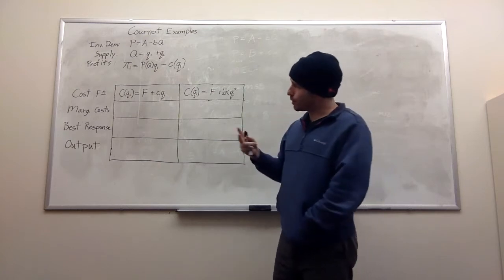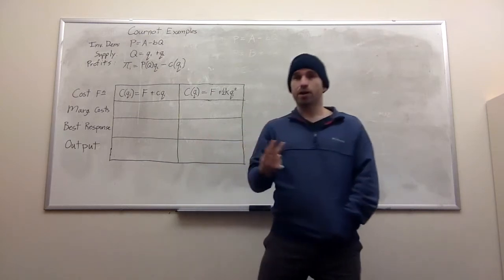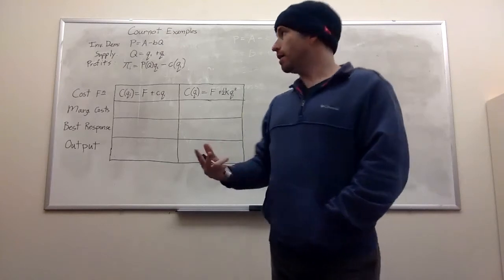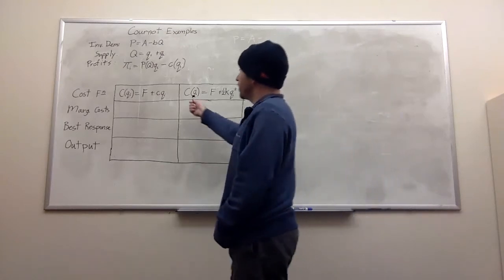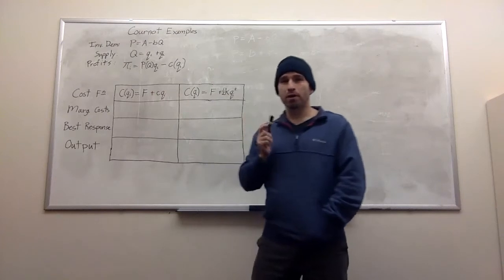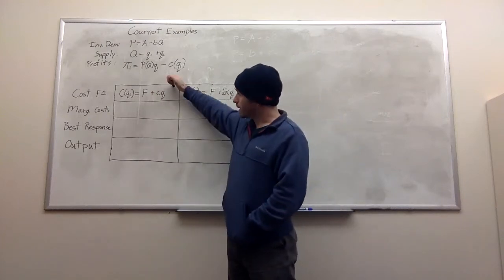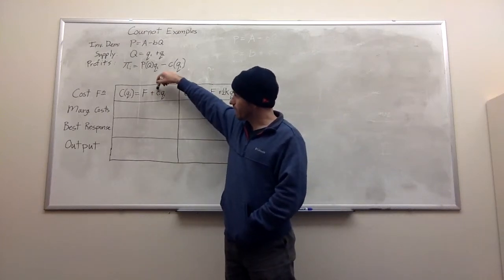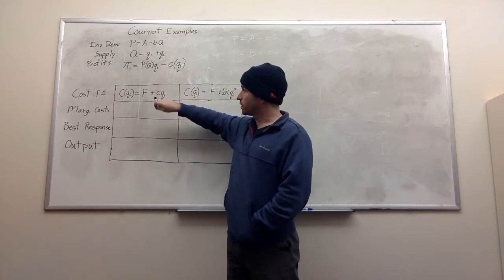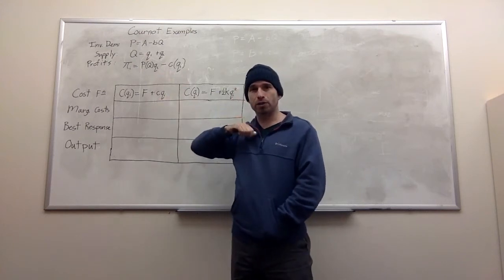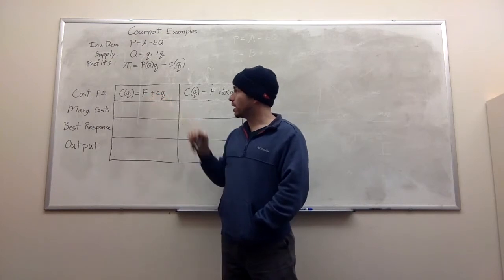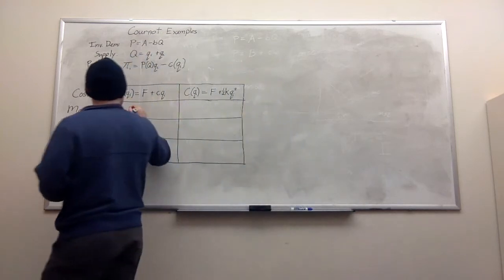We're going to look at two different cases. This is all symmetric cases where the cost function is the same for both firms, right? But in case 1 here, we're going to allow that the cost function is such that we have constant marginal costs. So marginal cost is just going to be equal to C, right?